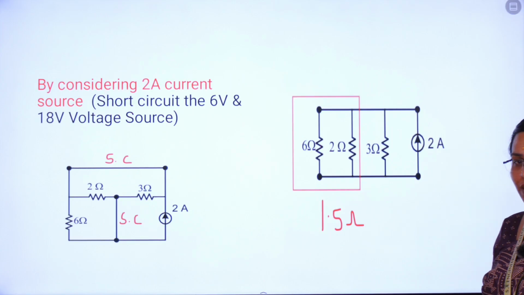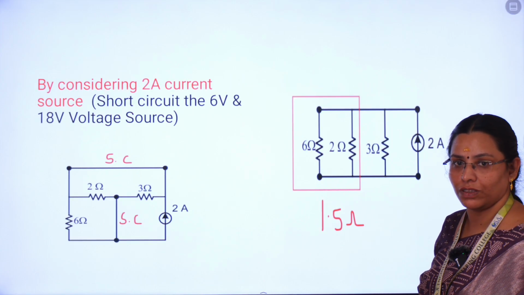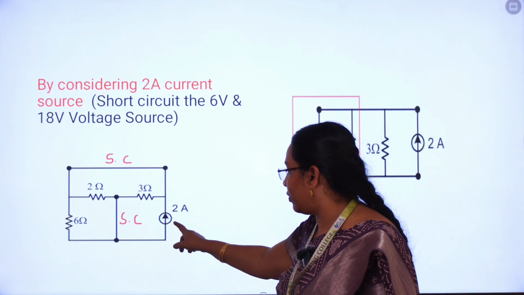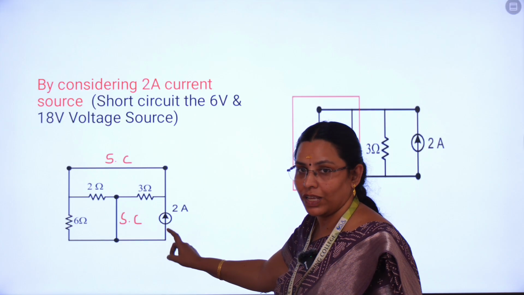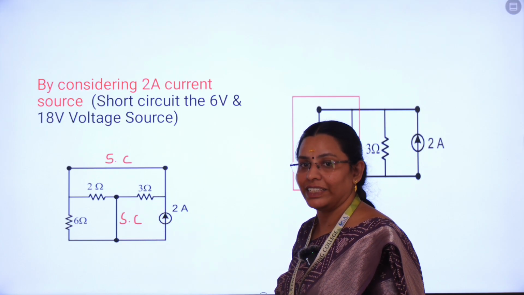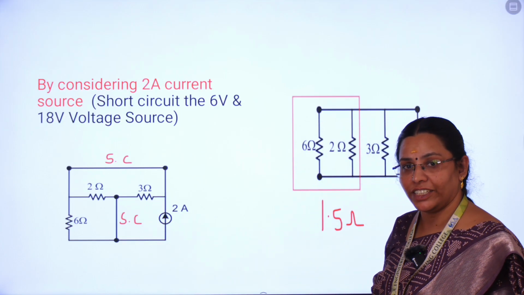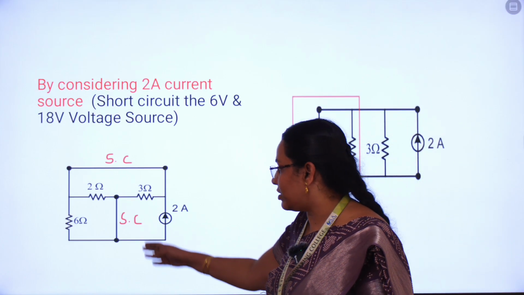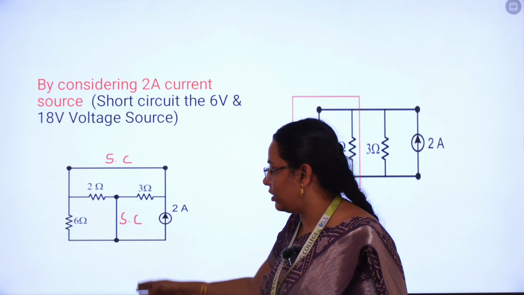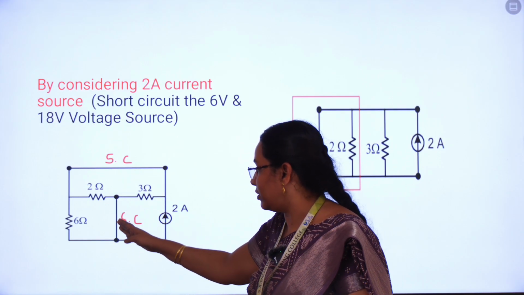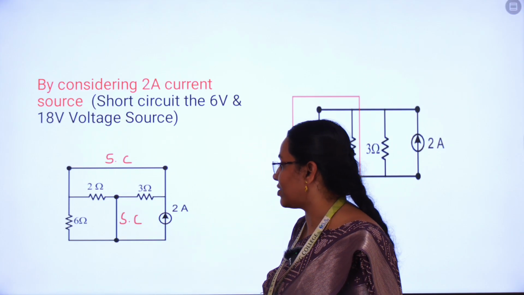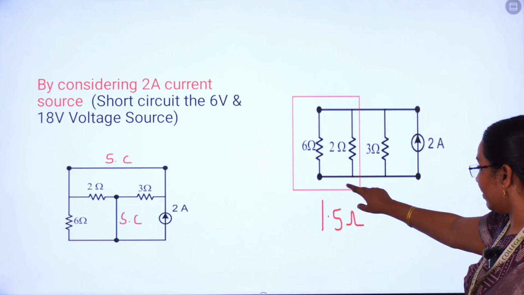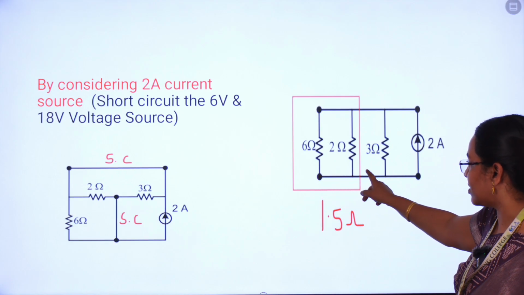And the third source is the 2 amps current source. So now we are going to keep the 2 amps current source and the remaining 2 sources are deactivated. The remaining 18 volt as well as 6 volt are voltage sources, so just short circuit those sources. The 18 volt as well as 6 volt sources are short circuited. And again we are going to redraw the circuit.